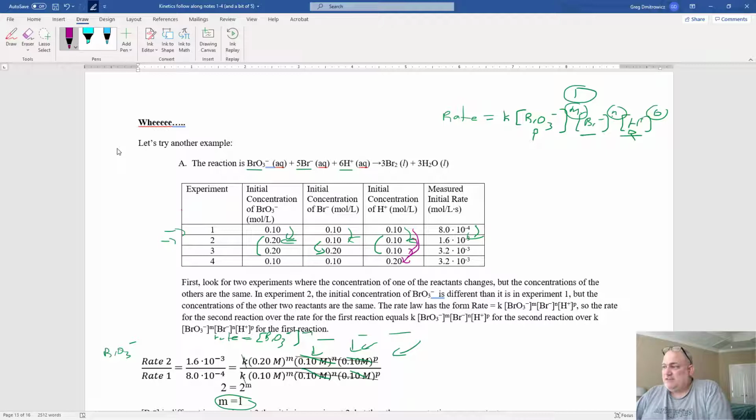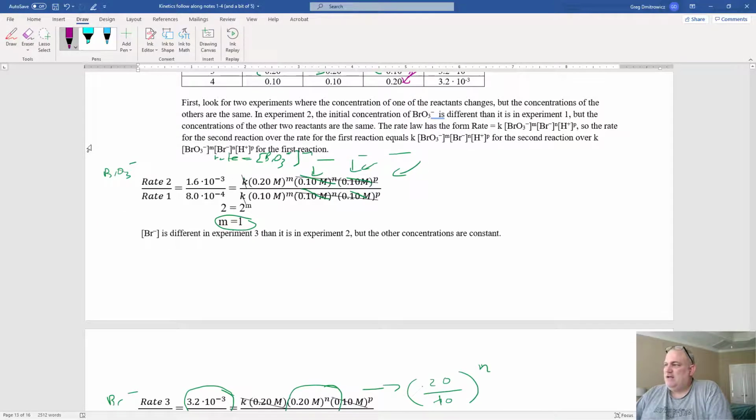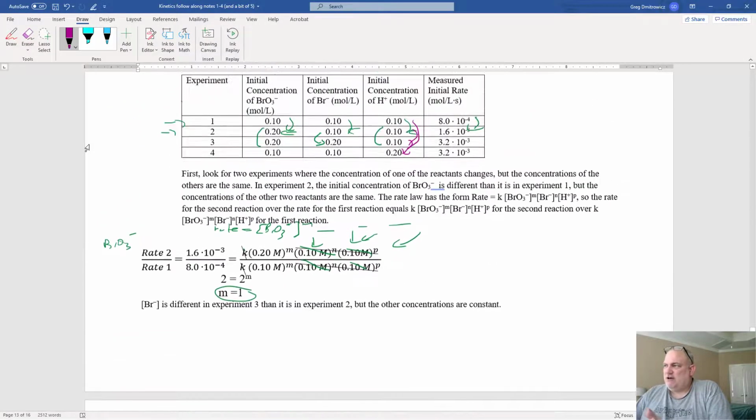Now, what's interesting I want to point out to you is that we could have done it with experiments 4 and 3, because didn't we already figure out what the orders were for these two things right here? So if we know the order for our m and we know for our p, then those are essentially constants. And I'll show you how we can do a problem like that.